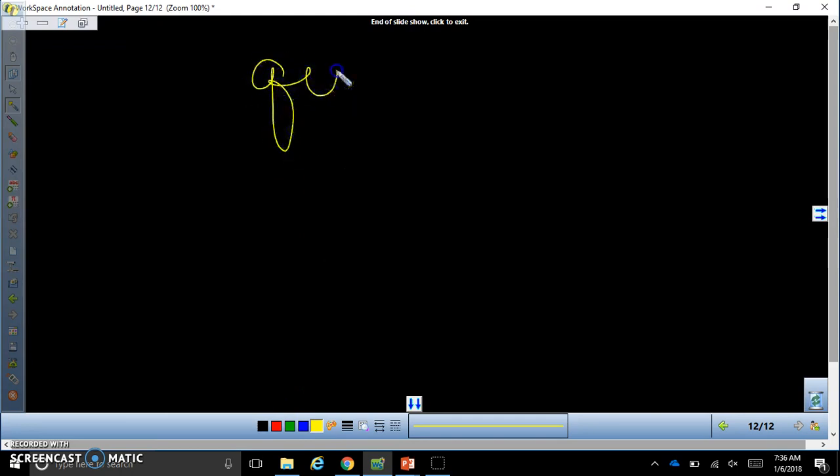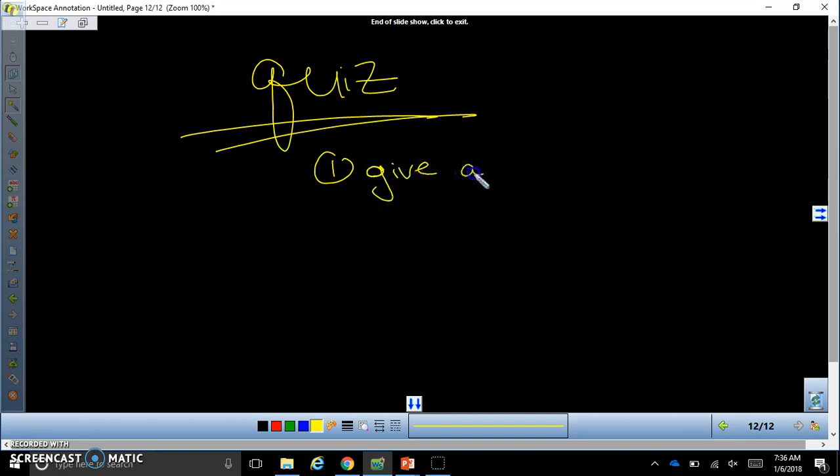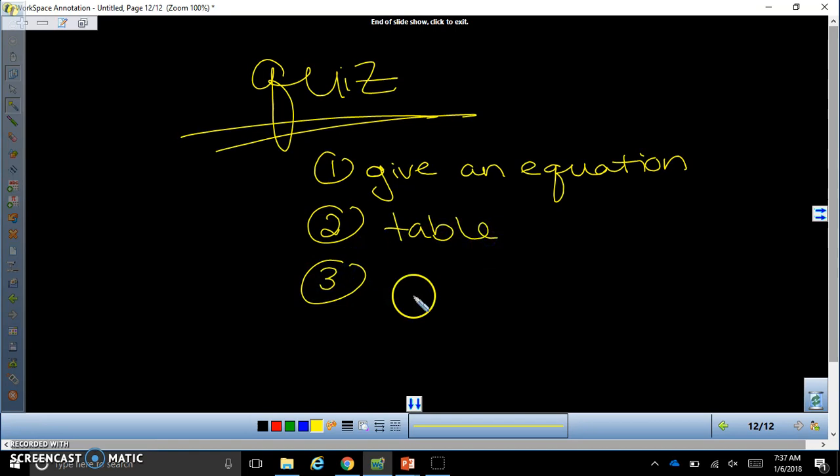Alright, so that's the end of today's lesson. Now, I want to talk about tomorrow and your quiz. Tomorrow, quiz. Your quiz will be over going from a given equation. I'm going to give you an equation. You're going to make the table for it, and then you're going to graph it. That's all I need you to be able to do for tomorrow's quiz.